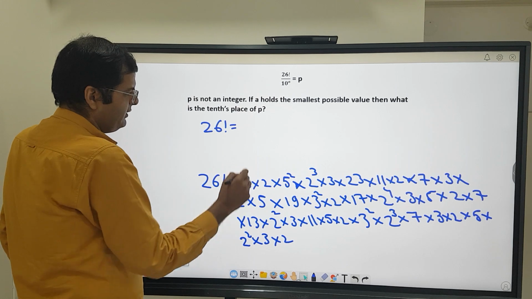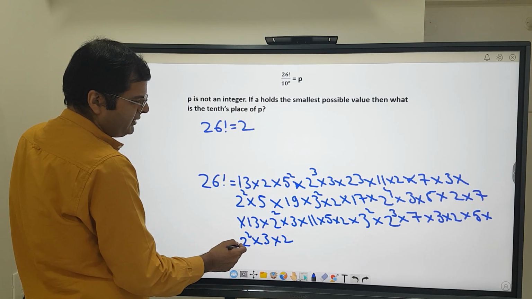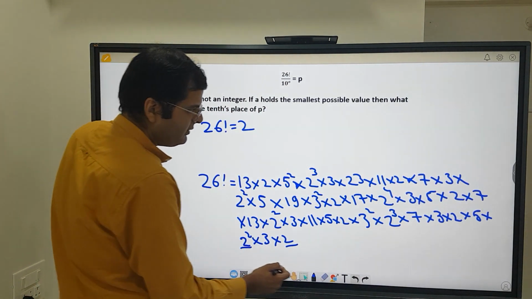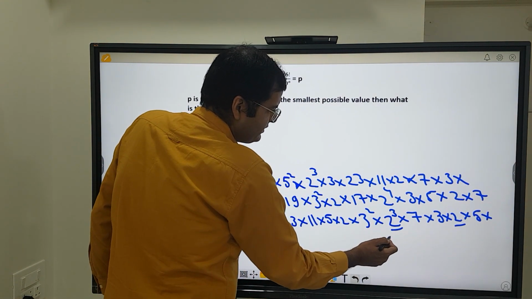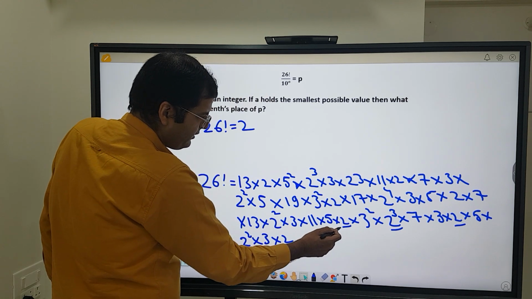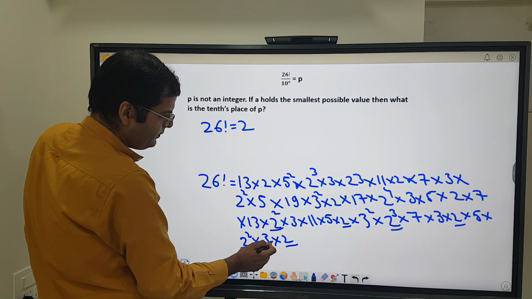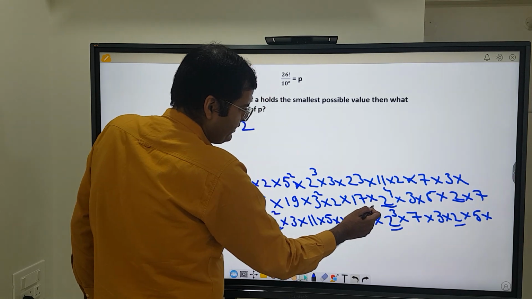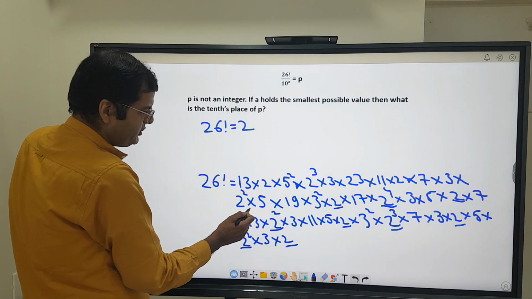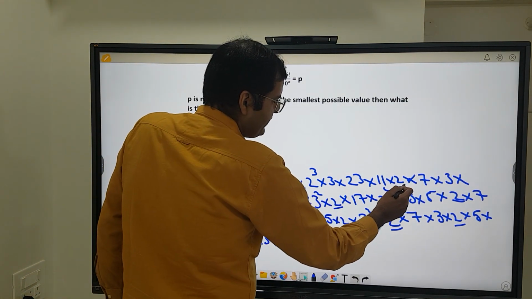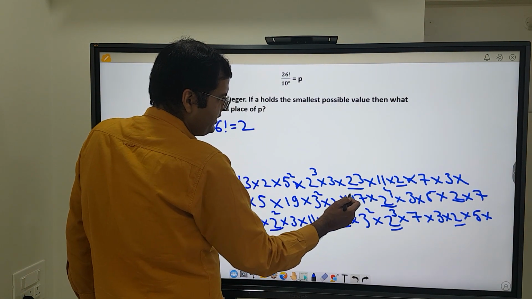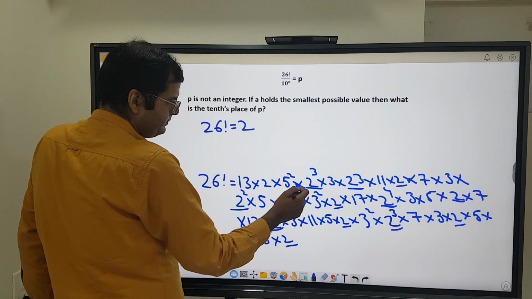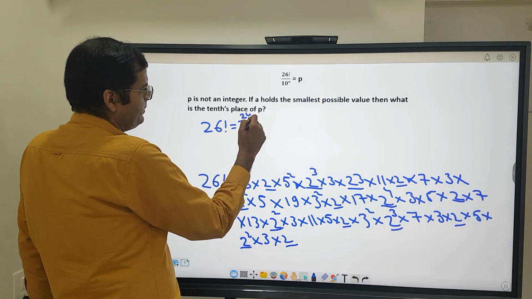So in 26 factorial, what is the power of 2 that I get? 1, 2 from here, then 2 2's, 1 and 2, 3. 3 and 4, 7. 7 and 1, 8. 8 and 2 is 10. 10 and 1 is 11. 11 and 4, 15. 15 and 1, 16. 16 and 2, 18. 18 and 1, 19. 19 and 3, sorry, this is 22. 22 and 1 is 24. So it is 2 raised to power 24.